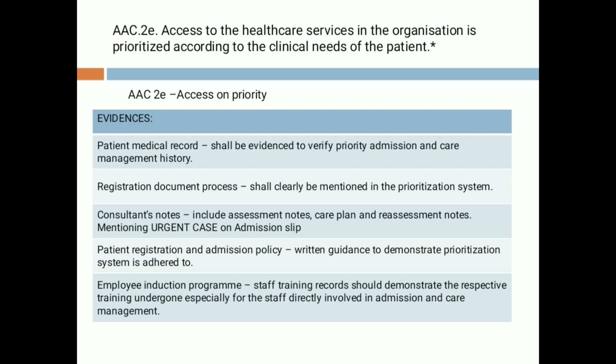Objective element AAC.2E, access on priority. Evidences are the patient medical record. It shall be evidenced to verify priority admission and care management history. The registration document process shall clearly mention the prioritization system. Consultant notes include assessment notes, care plan and reassessment notes. If it is an urgent case, they can write urgent on the admission slip.